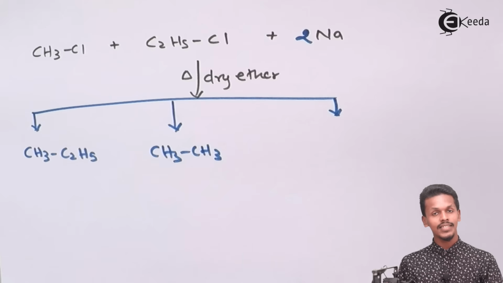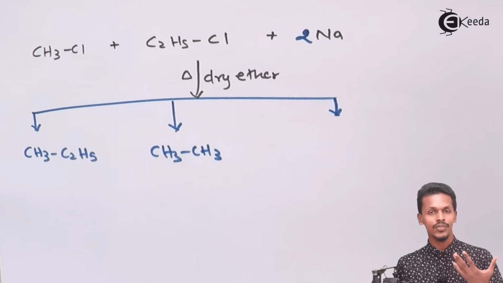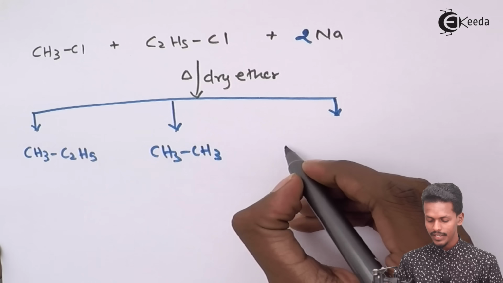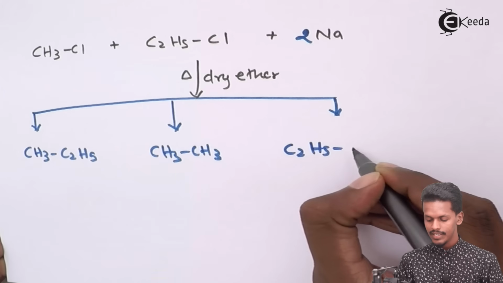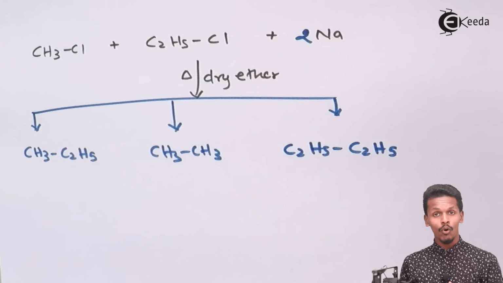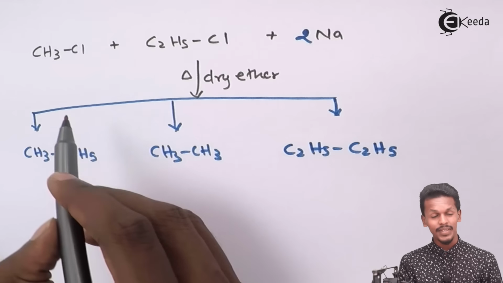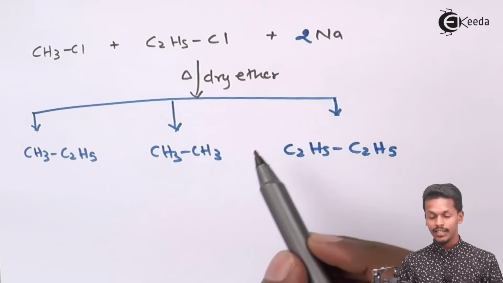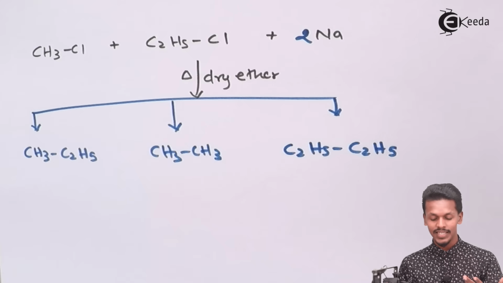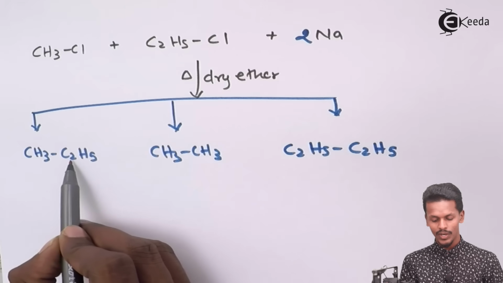And suppose in that solution C2H5Cl is also present. So now the C2H5Cl, that is the ethyl chloride, will react with another ethyl chloride in presence of sodium so as to form butane. So this would be C2H5-C2H5. So what are the products that we will get in this reaction, if we have involved methyl chloride, ethyl chloride, and sodium in presence of dry ether? We will get 3 products in that case. The one would be propane, because as you could see, the carbon number here is 2 and here it is 1.